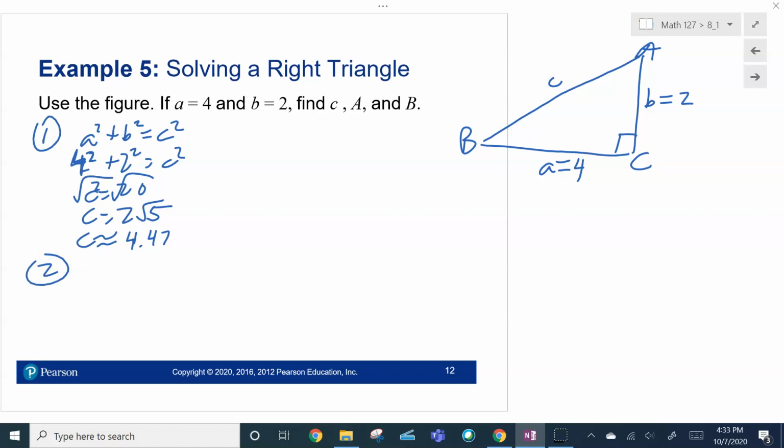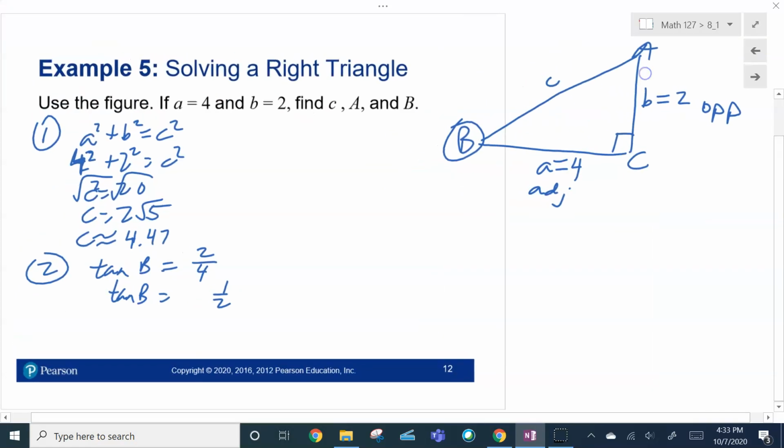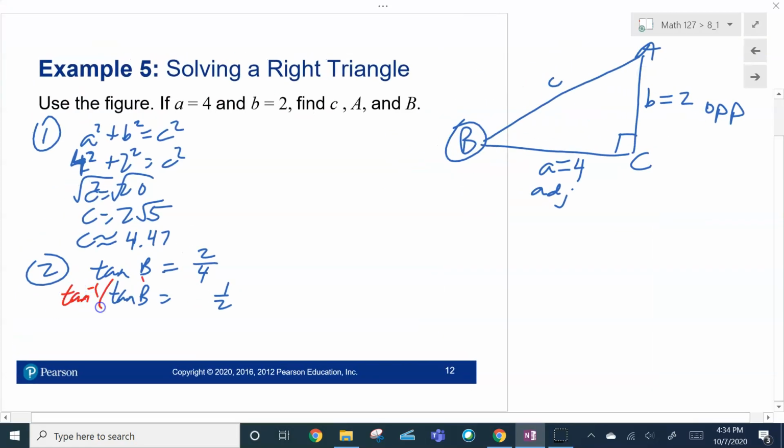All right, number 2. Now I'm going to say, you know what, let me do the angle B here. Let me use tangent of B because I have the opposite side and I have its adjacent side. So I'm going to say tangent of B is 2 over 4, so a half. So tangent B is a half. So what I'm going to do here is I have to undo the tangent. So let's run the arc tangent. So angle B is the arc tangent of a half.